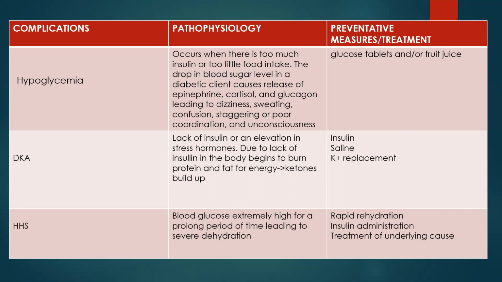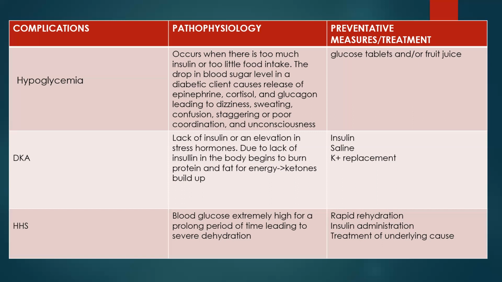The next complication is DKA, which is caused by lack of insulin or an elevation in stress hormones. Due to lack of insulin, the body begins to burn protein and fat for energy, which results in ketone buildup. Preventative measures and treatment include insulin, saline, and potassium replacement.